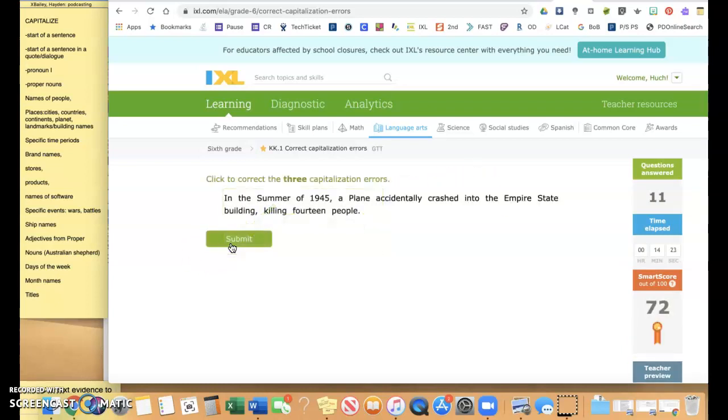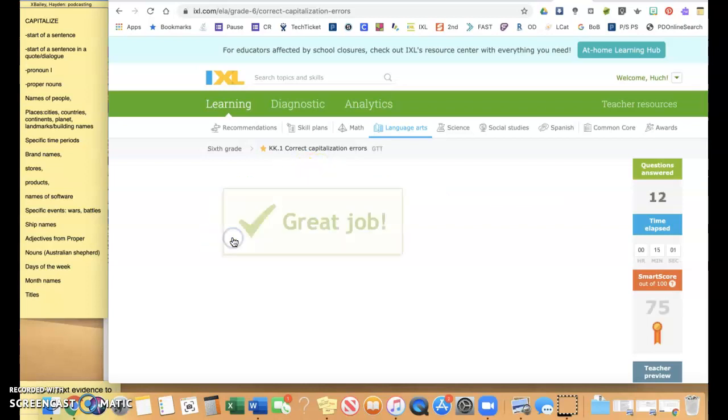Good to go. In the summer of 1945, a plane accidentally crashed into the Empire State Building, killing 14 people. Summer is not capitalized, even though it is a season. We don't capitalize seasons, okay? Because there's lots of summers, there's lots of winters, all that kind of stuff. Plane, just like car, not capitalized. Empire State Building is a specific landmark, so we're going to capitalize that. And I needed 3. I've got 3.